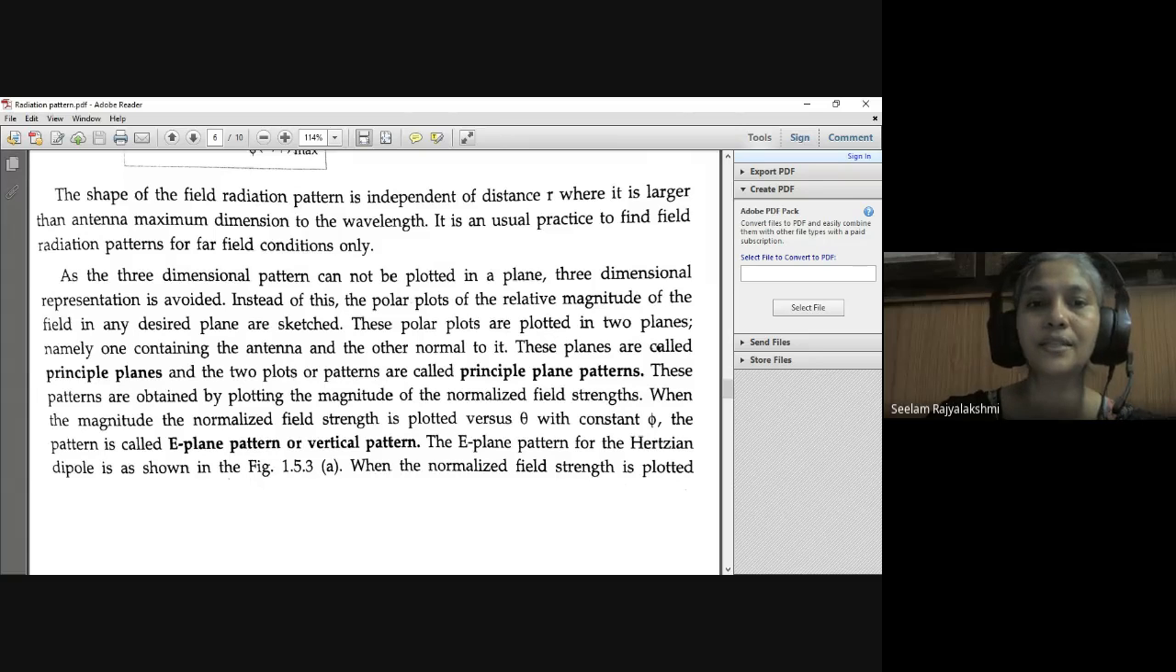Instead, polar plots of the relative magnitude of the field in any desired plane are sketched. These polar plots are plotted in two planes, namely one containing the antenna and the other normal to it. These planes are called principal planes, and the two plots or patterns are called principal plane patterns. These patterns are obtained by plotting the magnitude of the normalized field strength versus theta with constant phi. That pattern is called the E plane pattern. Let us see here.